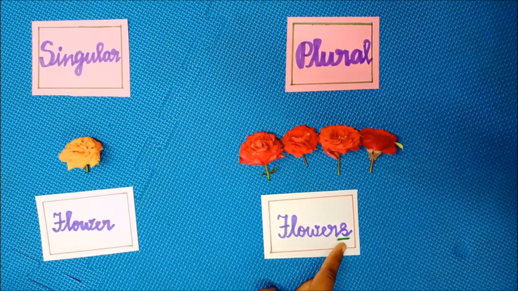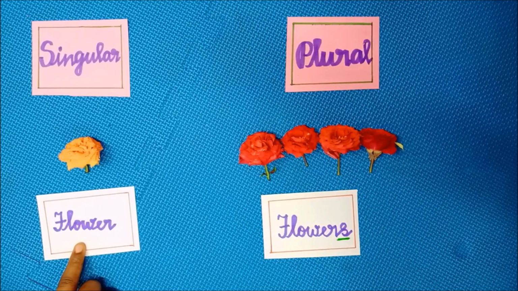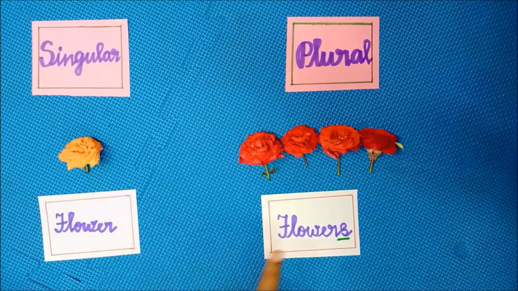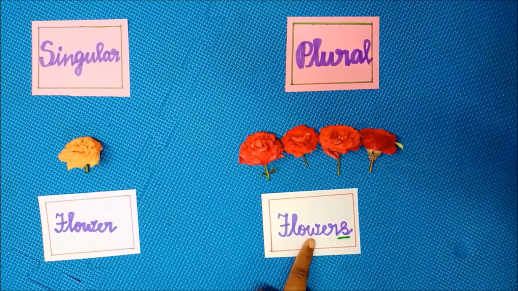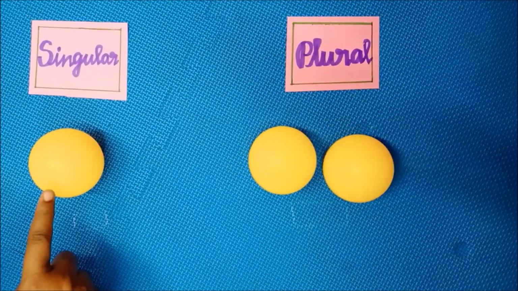Flowers. The singular form of flower is flower because here I have only one flower. Here I have 4 flowers. So the plural form of flower is flowers. Look at the next thing, children.